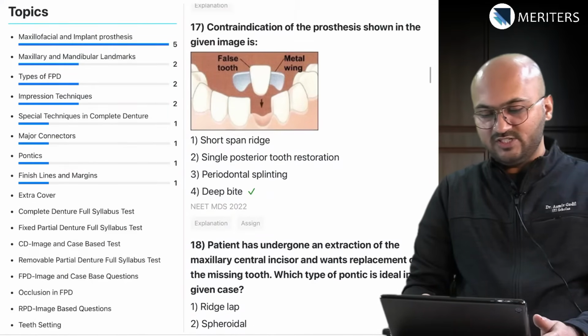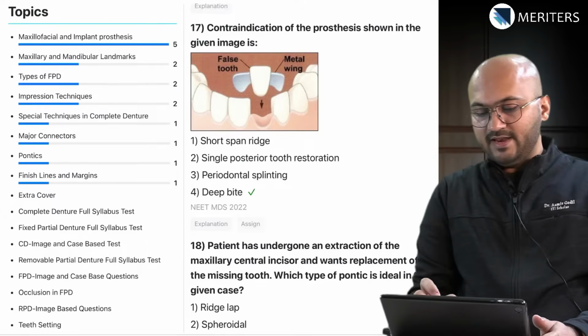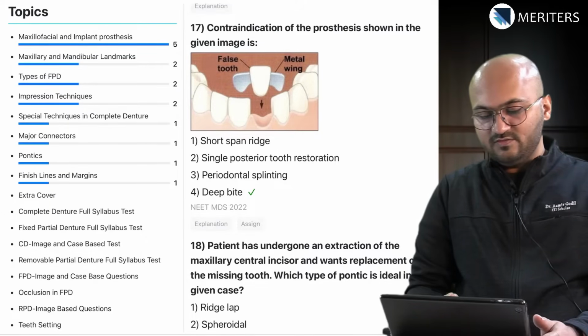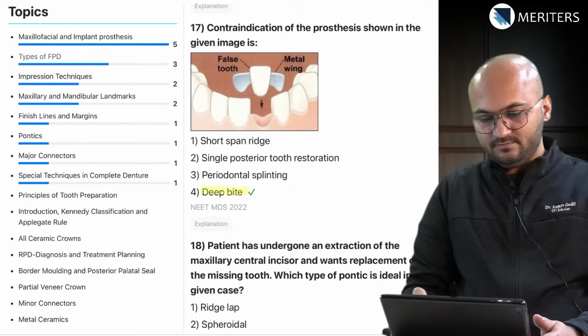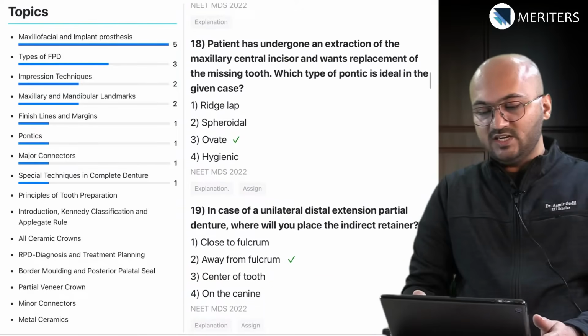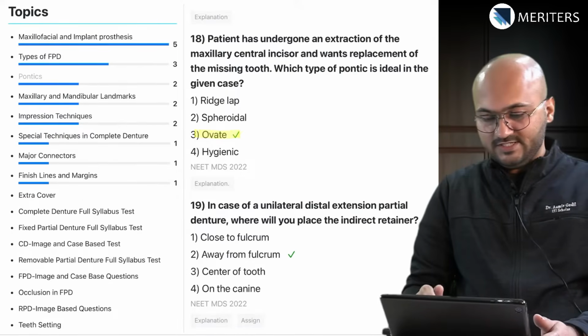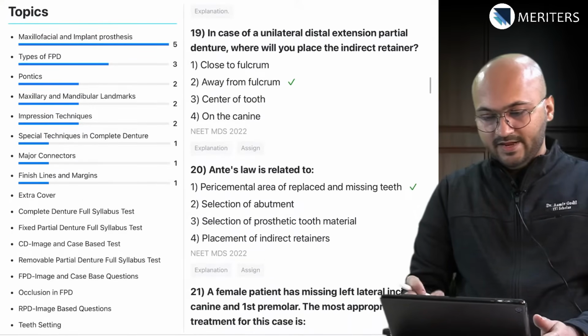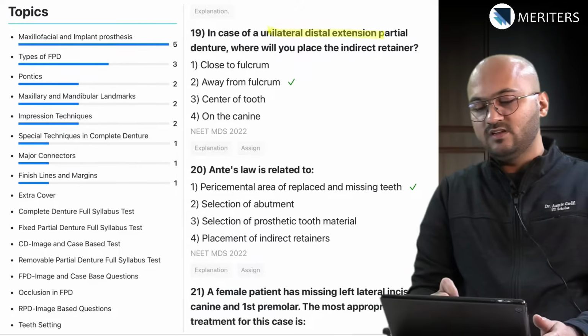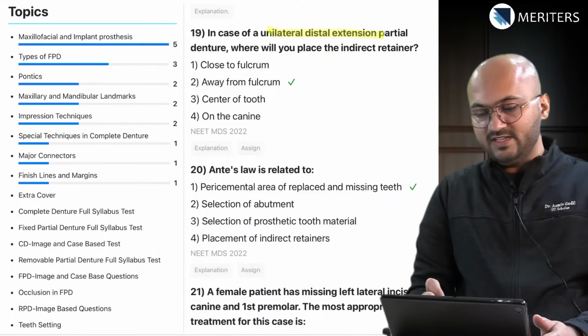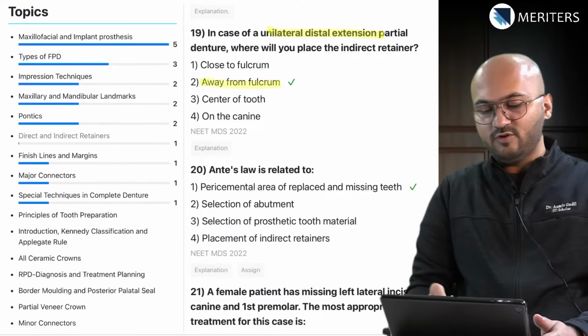Then an image based question of Maryland bridge. Contraindication of this is deep bite. Patient has undergone an extraction of the maxillary central incisor and wants a replacement ovate pontic. This is similar to the first question that we saw. In case of unilateral distal extension, that is class 2, where will you place the indirect retainer? It is always away from the fulcrum line.